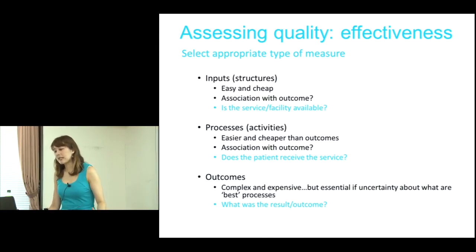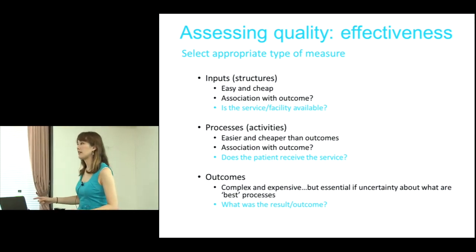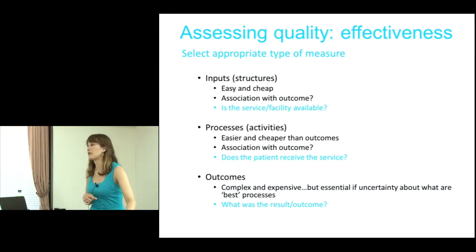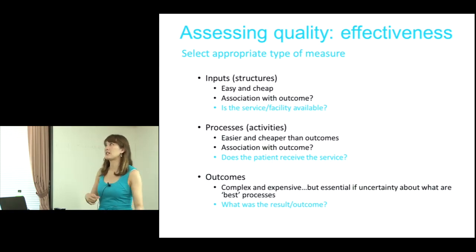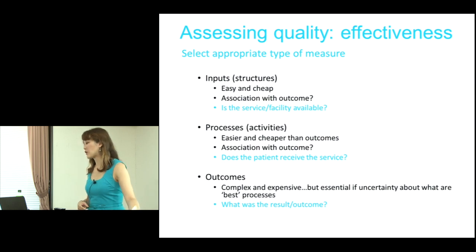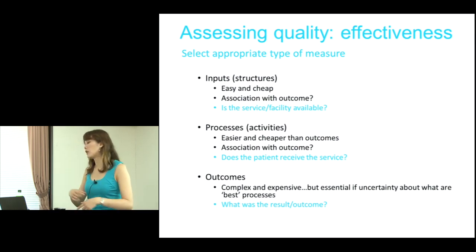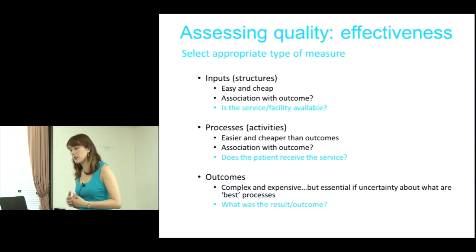The next easiest is processes. We can measure how much activity we're doing. We are making the assumption that the more we do, and that the activity we're doing is good for the patient. So are people getting the treatment? Are people getting the drug? How many people are getting treatment? How long is the waiting time? So these are process measures.